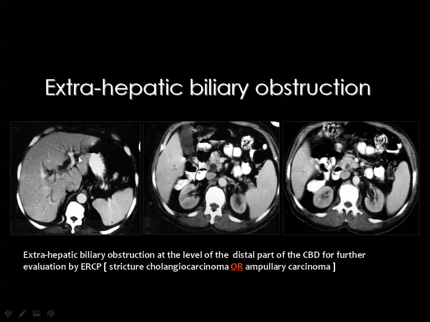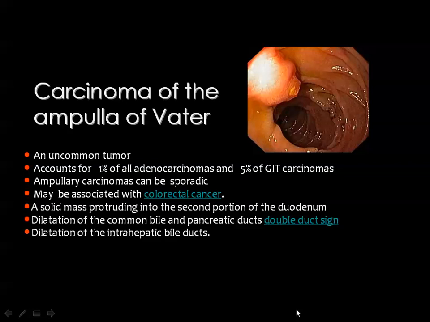You see dilated intrahepatic biliary radicals, and the common bile duct is dilated along its whole course. The pancreatic head is normal, and there is no calculi inside. Then the diagnosis is extrahepatic biliary obstruction at the terminal part of the common bile duct. And you recommend ERCP, not MRCP. You recommend ERCP, looking for one of two, either stricture in the terminal part of the common bile duct or ampullary carcinoma. And this is an example of ampullary cancer by endoscopic image.